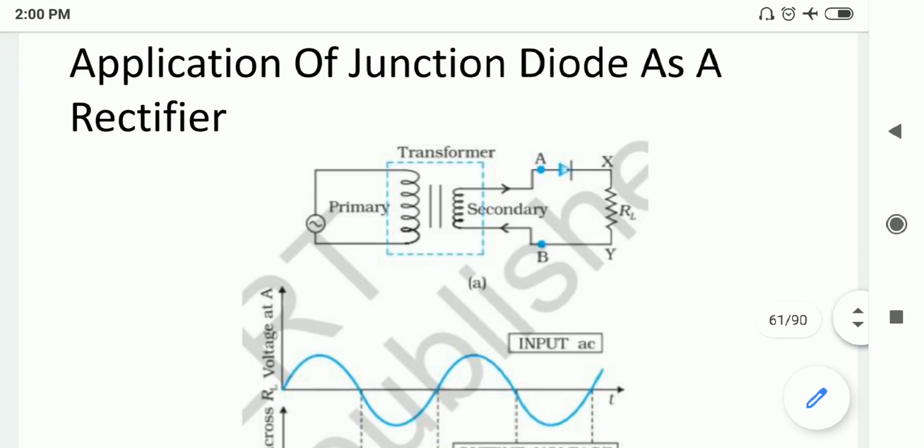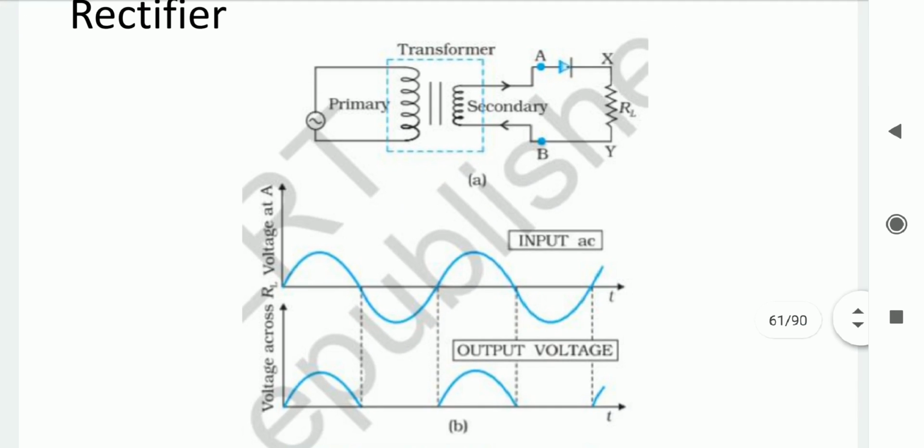Now, in the diagram B you can see the waveform. The positive half cycle is given as the input, so during this half cycle we get output voltage across the load resistor. When the negative half cycle is given as the input, point A is negative and point B is positive. So the P type of the diode is connected with the negative terminal and the N type of the diode is connected with the positive terminal, which gives reverse bias condition.